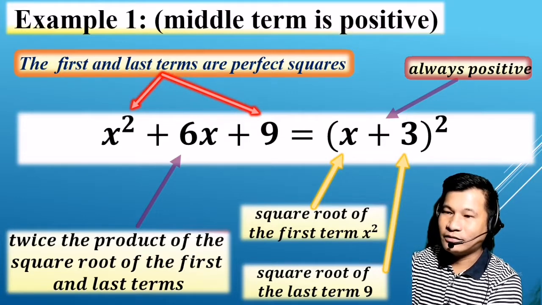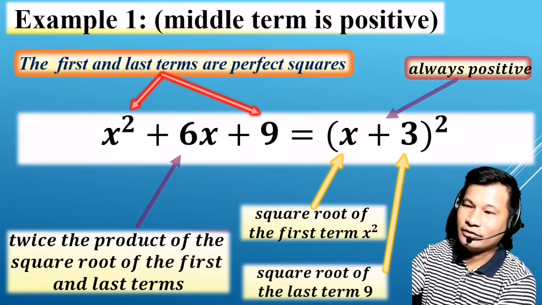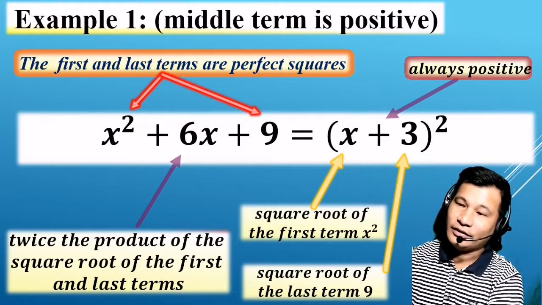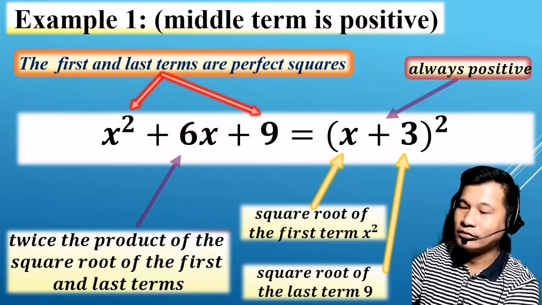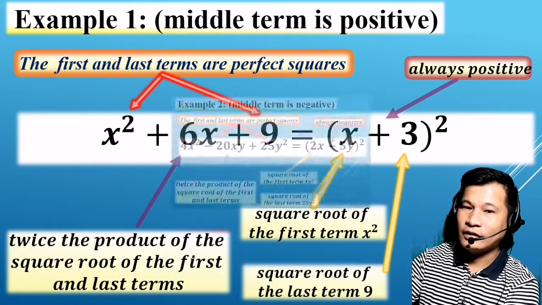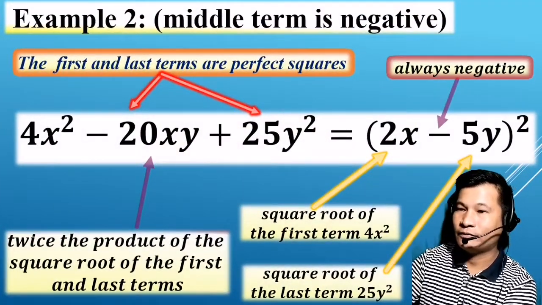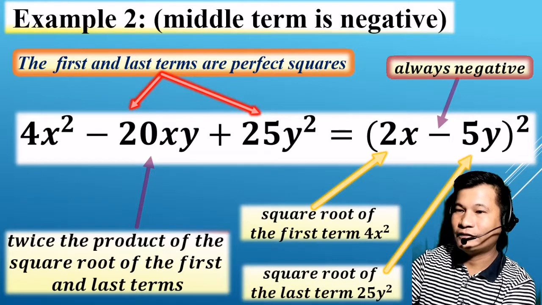So express the factors as x plus 3 and x plus 3, or simply the quantity x plus 3 raised to 2. Example number 2, we have the middle term is negative.